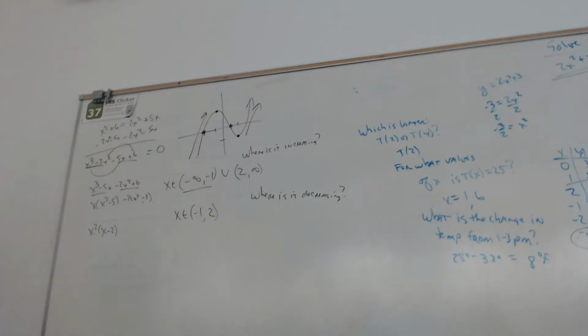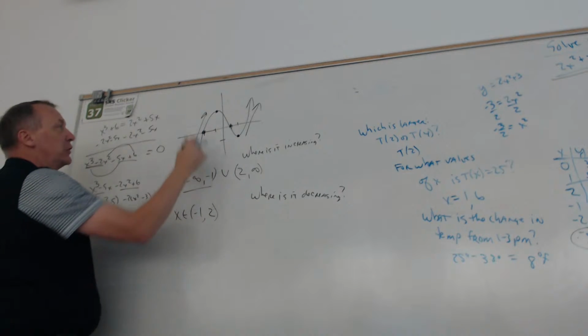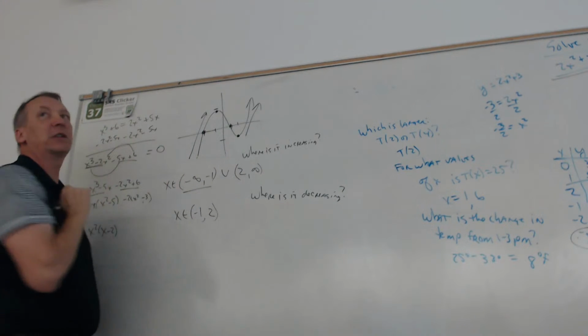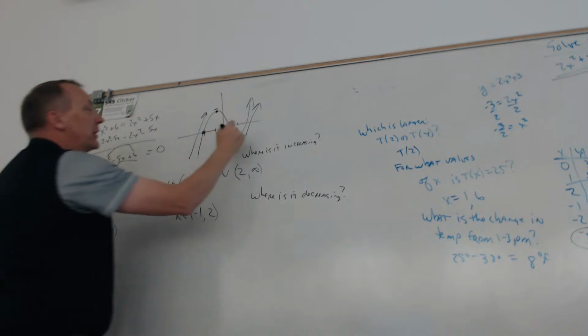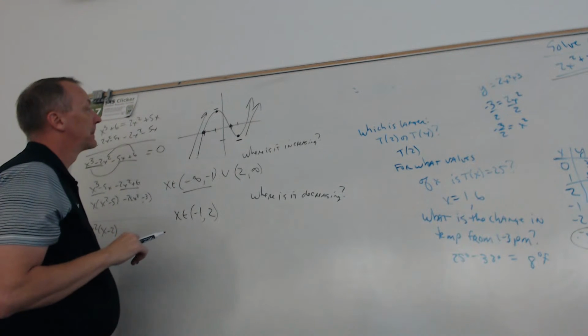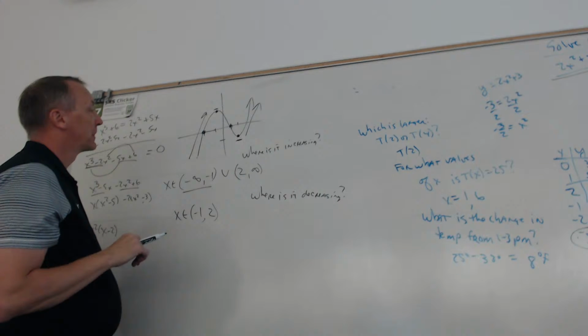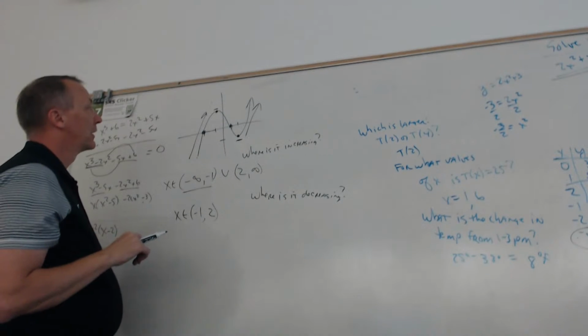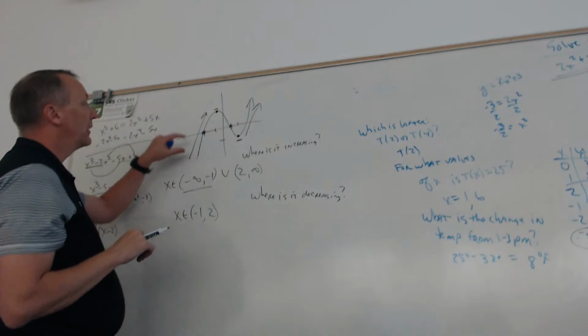Are those round brackets for the increasing? No, it's the same. They do not include negative 1, because at this point it's neither increasing nor decreasing, it's flat. And at this point, it's neither increasing nor decreasing, it's flat. That's why we don't include the endpoints. So say on this graph, at a point like negative 2, if it was closed, it would be a bracket, right? Because it's still on the increasing line.